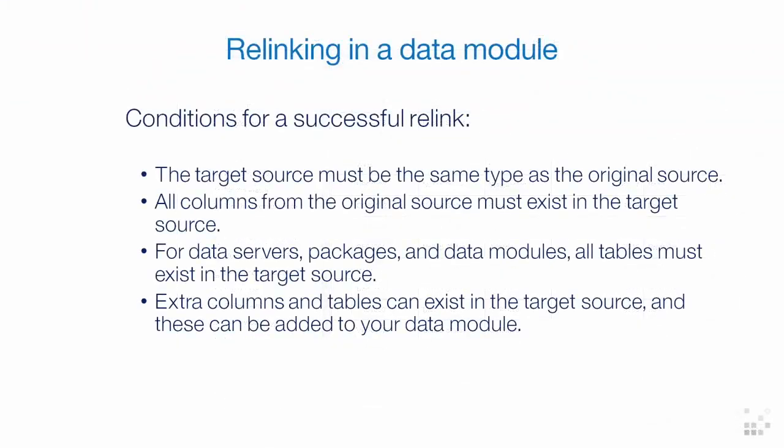For a relink to be successful, the target source must be the same type as the original source. Uploaded file to uploaded file, data server to data server, and so on. All the columns from the original source must exist in the target source. Matching on column identifier properties is case sensitive, and the data types must match.